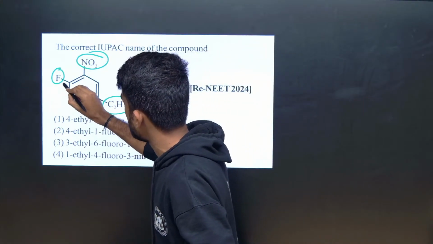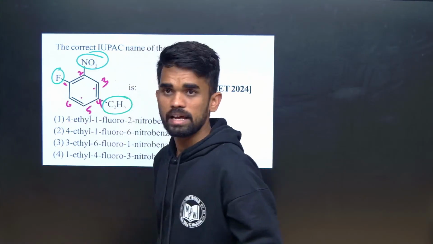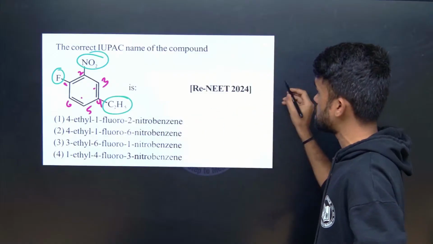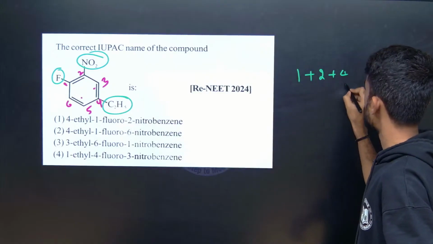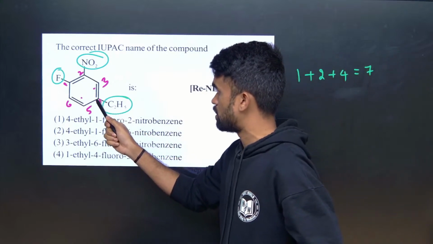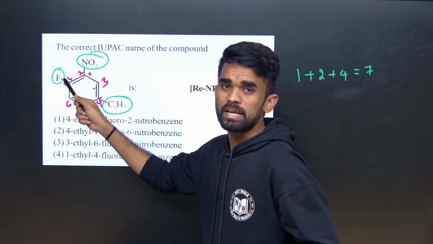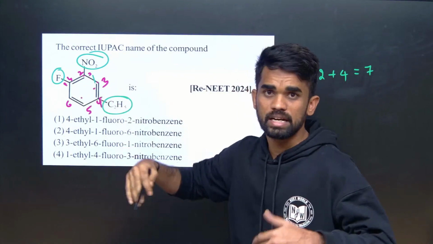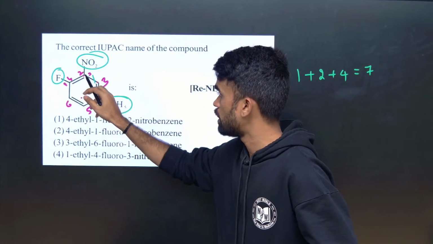See, if I start numbering from here, 1, 2, 3, 4, 5, 6, like this we will be writing now. What are the numbers we have given for the substituents? 1 fluoro, so 1, and 2 nitro, it means 2, and here we have 4 ethyl, so 4. So the total sum is 7. If I start numbering from the other side, 1, 2, 3, it means 3, and this is 4. So 1 plus 3, 4 plus 4, 8. Which is the smaller number? 7 is the smaller number. So previously whatever numbering we mentioned, that is correct only. So we need to follow 1 fluoro, 2 nitro and 4 ethyl.